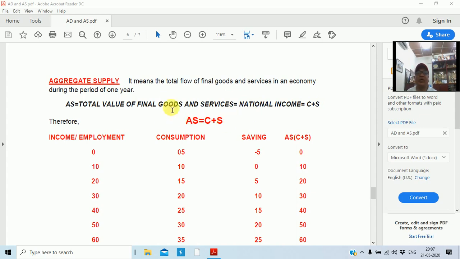Again, I am explaining, aggregate supply means the total flow of final goods and services. This is also known as national income. So aggregate supply and national income are the same. So in place of national income, what can we write? Aggregate supply. And we know national income is equal to consumption plus saving. That's why we write aggregate supply is equal to consumption plus saving. So if I have to make the aggregate supply schedule, what do I require? Consumption and saving.